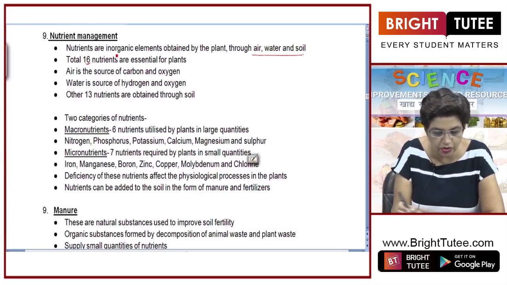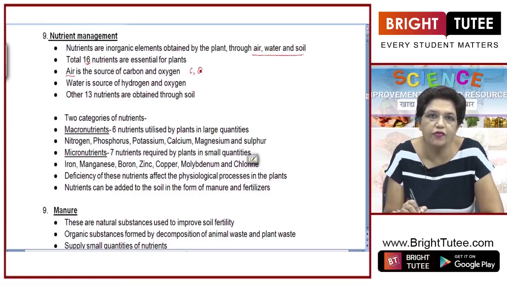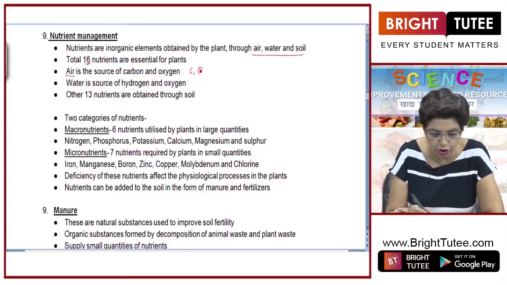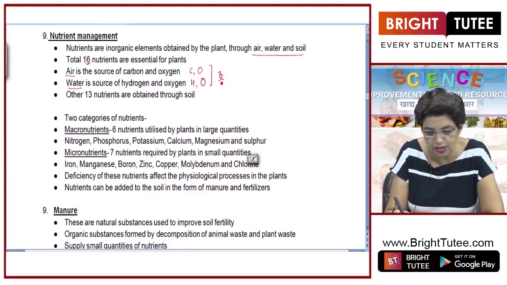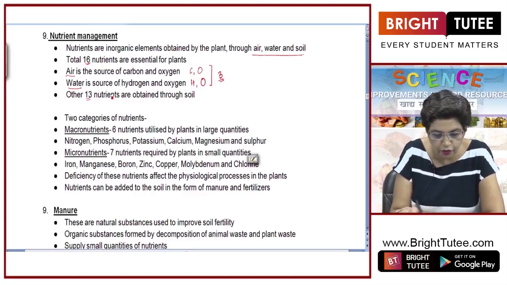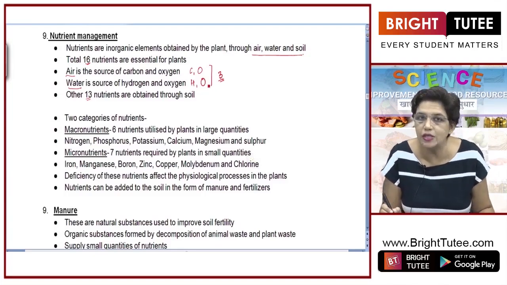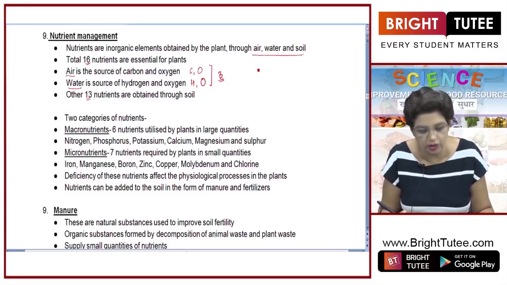Total 16 nutrients are essential for the plants. First of all, air is a source of carbon as well as oxygen. So two nutrients obtained from air are carbon and oxygen. Then comes water. Water is a source of hydrogen as well as oxygen. So total 3 nutrients are obtained from air and water. The rest, 13 out of 16, are obtained from the soil. That is why good fertile soil is very important for the growth of the crops.